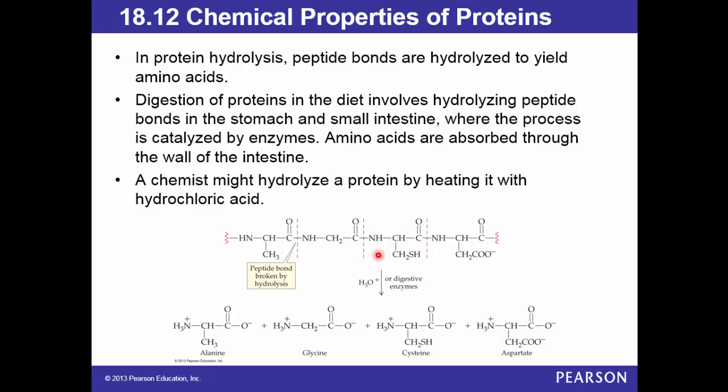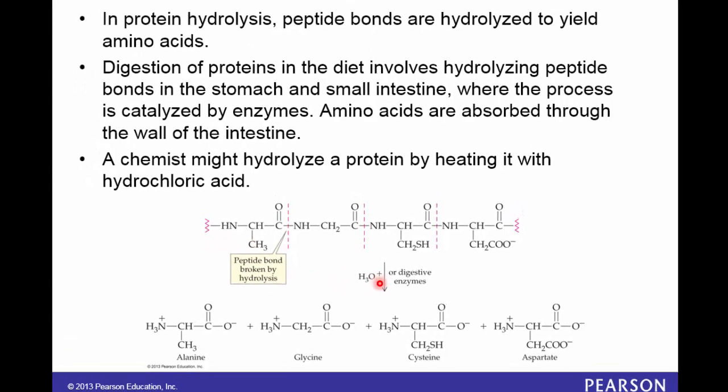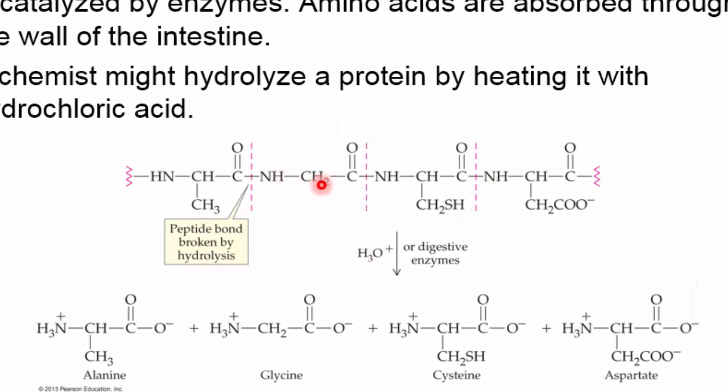Chemical properties of proteins. In protein hydrolysis, peptide bonds are hydrolyzed to yield amino acids. Digestion of proteins in the diet involves hydrolyzing peptide bonds in the stomach and small intestine, where the process is catalyzed by enzymes. Amino acids are absorbed through the wall of the intestine. A chemist might hydrolyze a protein by heating it with hydrochloric acid. So, inside the stomach and small intestine, proteins are hydrolyzed by digestive enzymes into the corresponding amino acids, and these amino acids are absorbed through the wall of the intestine.